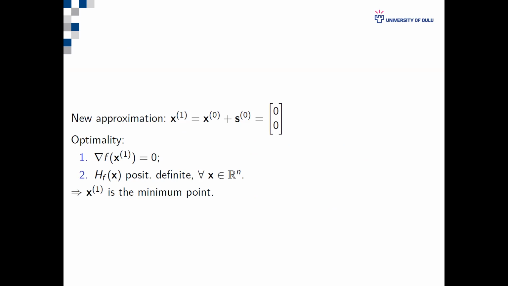And then you check the optimality. Okay, the gradient vanishes at x1. You compute the Hessian matrix, it's positive definite. Conclusion, x1 is the minimum point.